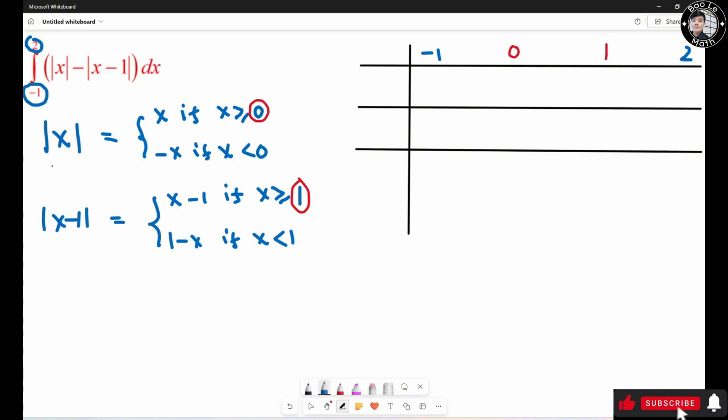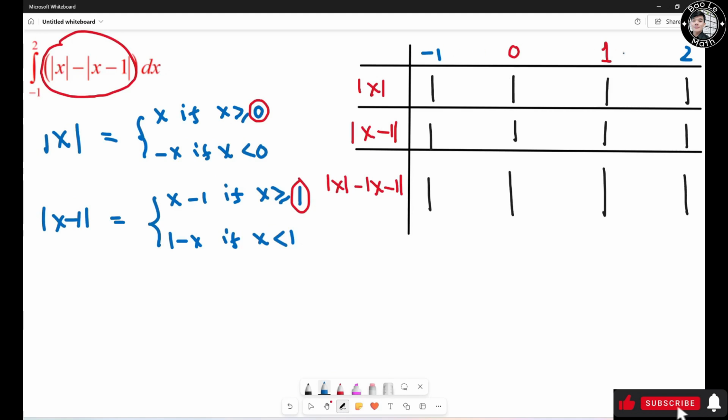Now, the first expression is this one, so I put absolute value of s. The second one is absolute value of s minus 1. Now for this one right here, I'm going to put this here. Now go ahead and draw the line. All right, now we have 3 intervals: -1 to 0, 0 to 1, and 1 to 2.